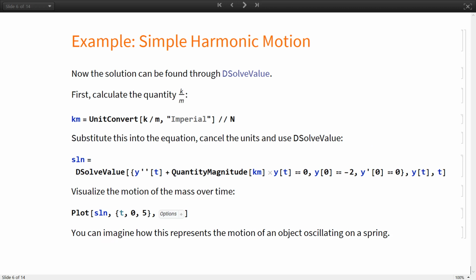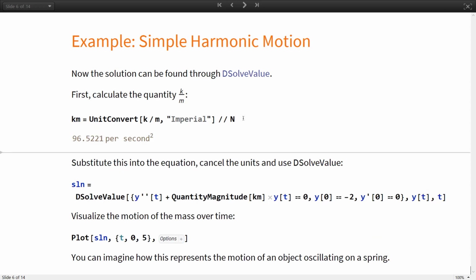Now that we have the equation and all of the quantities in it defined, we can solve it with DSolveValue. First, calculate the quantity k over m in the differential equation. Substitute this value into the differential equation and take the magnitude of k over m to cancel the units. We can then insert the equation and initial conditions in the DSolveValue and solve the equation.